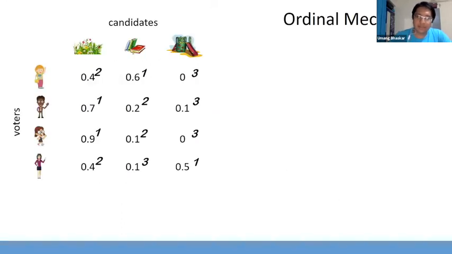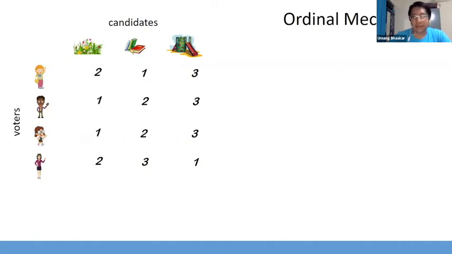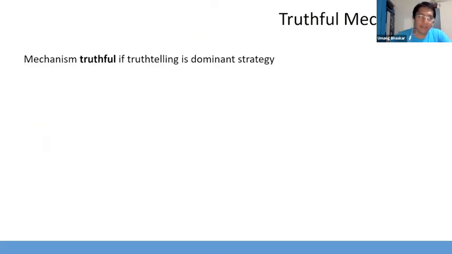Okay, so just to flesh out an example further: a cardinal mechanism will see numeric utilities, an ordinal mechanism will just see this ordering. You'll see that for the first voter, the first preference is the library, second is the garden, and so on. Based on this, an ordinal mechanism is tasked with the objective of trying to find the candidate which has the maximum social welfare.